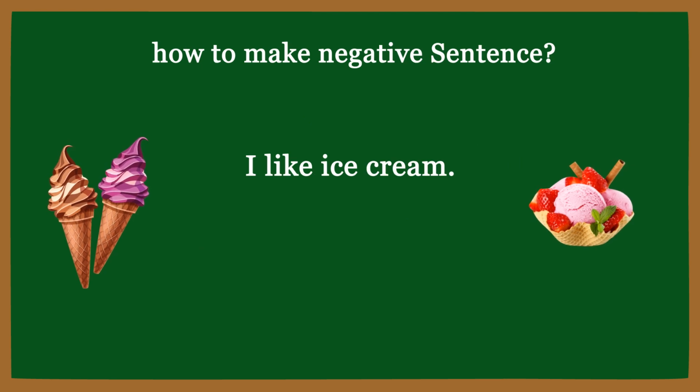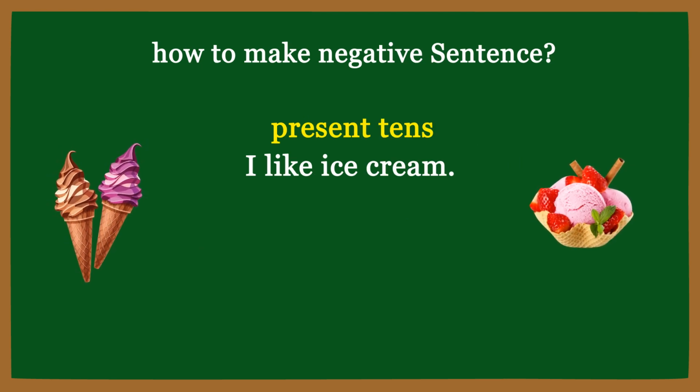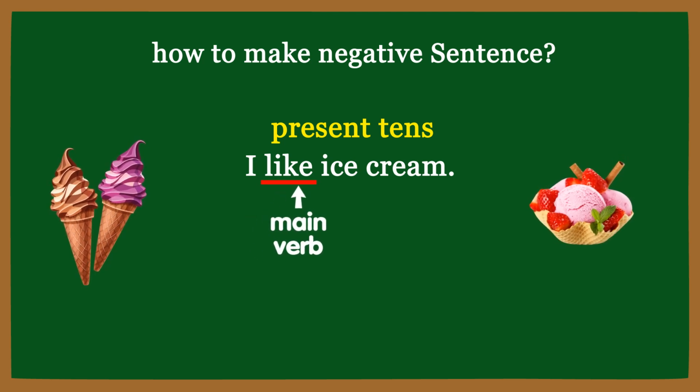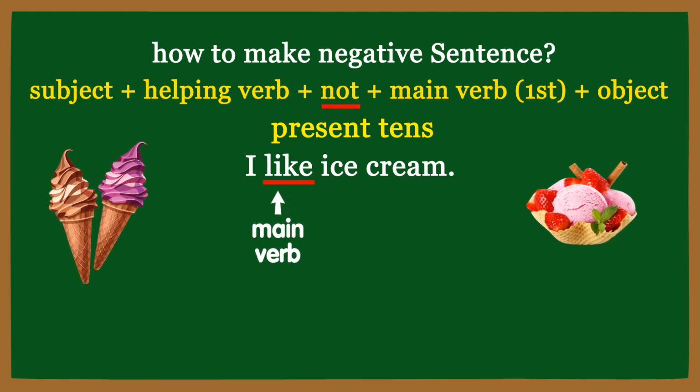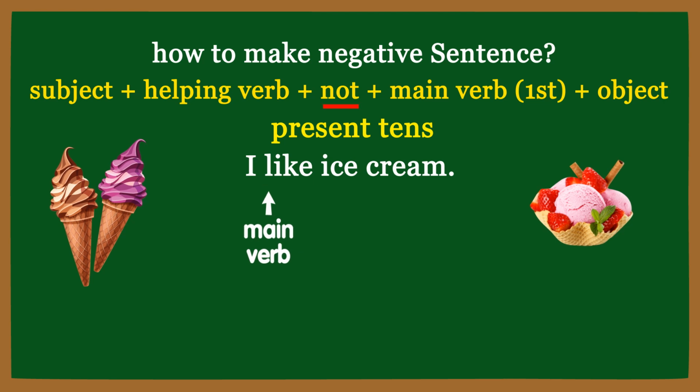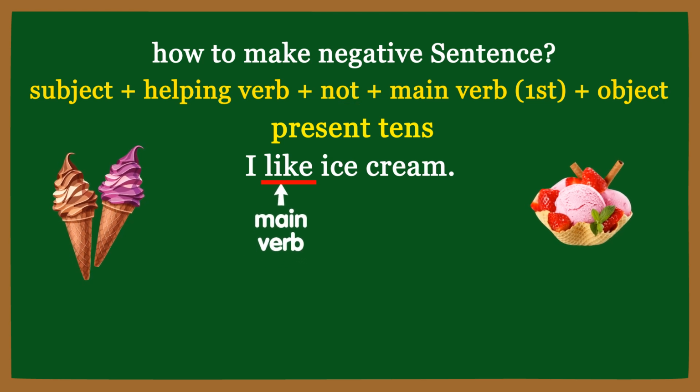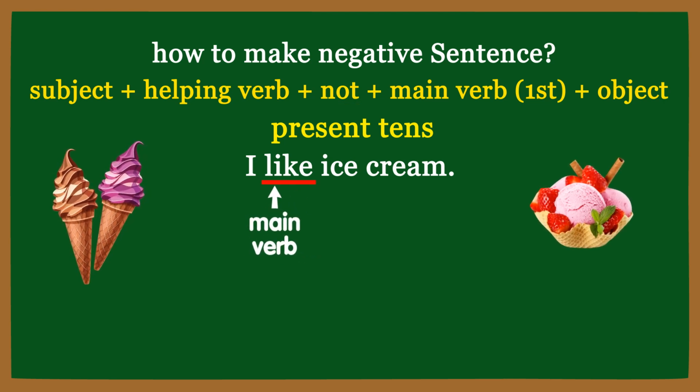I like ice cream. This is present tense. In this sentence the main verb is like, because like has the main meaning in the sentence. In English, the rule for making negative sentences is that we add not to the helping verb in the sentence. But wait, there's only one verb here, like, which is the main verb. There is no other helping verb.